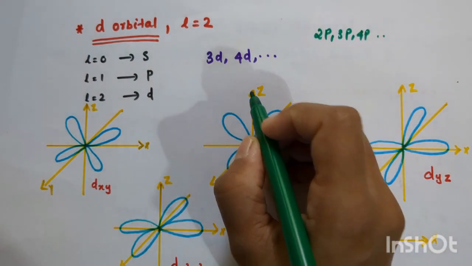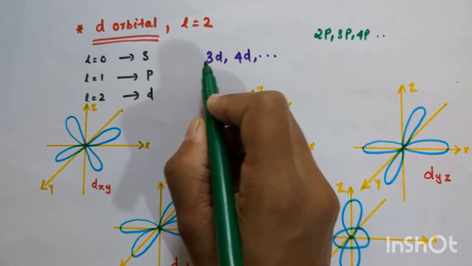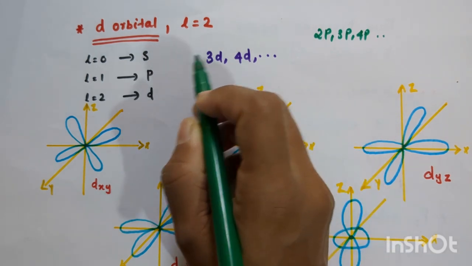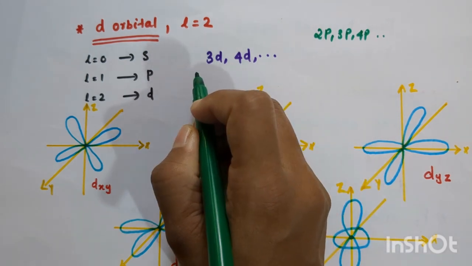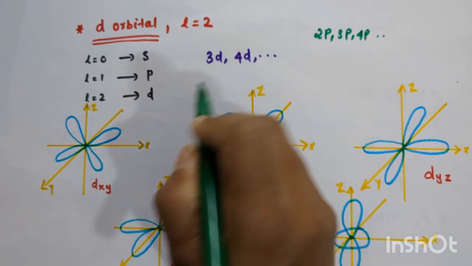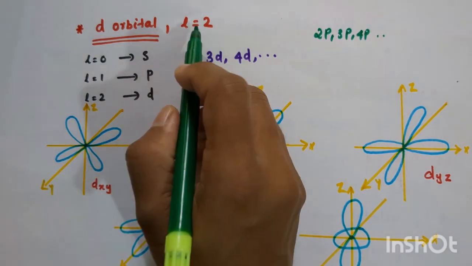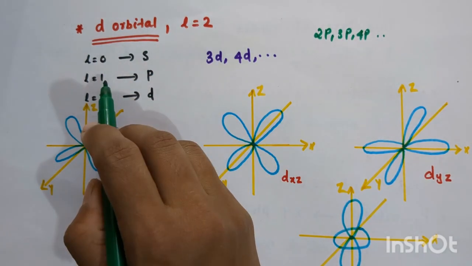Similarly, the minimum value of the principal quantum number n is 3 for the d orbital. That is, we don't have 1d or 2d orbitals. It starts from 3, that is, we will have 3d, 4d, 5d, etc. orbitals. So you see, l equal to 2 for d orbitals.